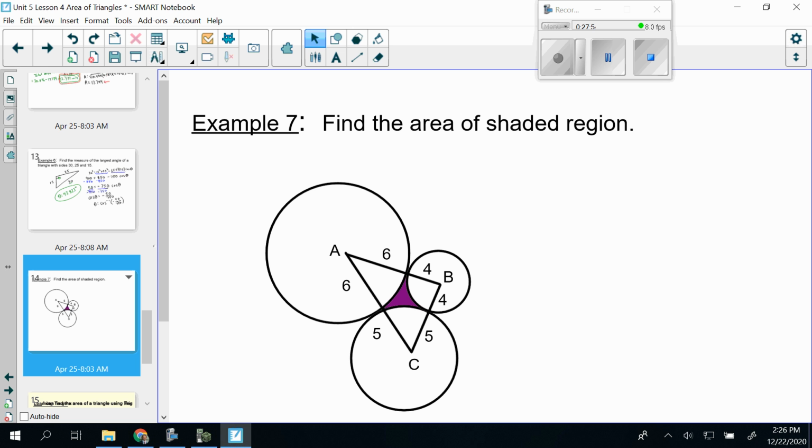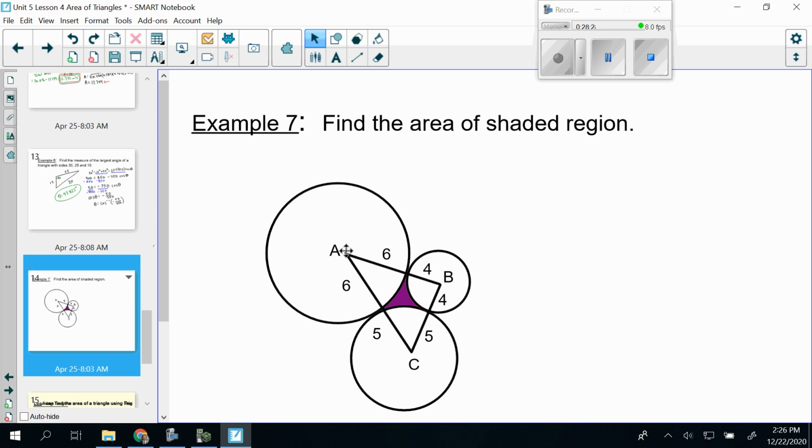They give us the radius of these circles. So the radius of A here is 6. The radius of B is 4. So that's also 4. That's also 6. And same thing here. We got 5 and 5 from the center. So we know those, and that kind of forms a triangle. And if we can find the area of that triangle and also the area of those sectors, then we can do some subtraction and figure out the area of that purple shaded region.